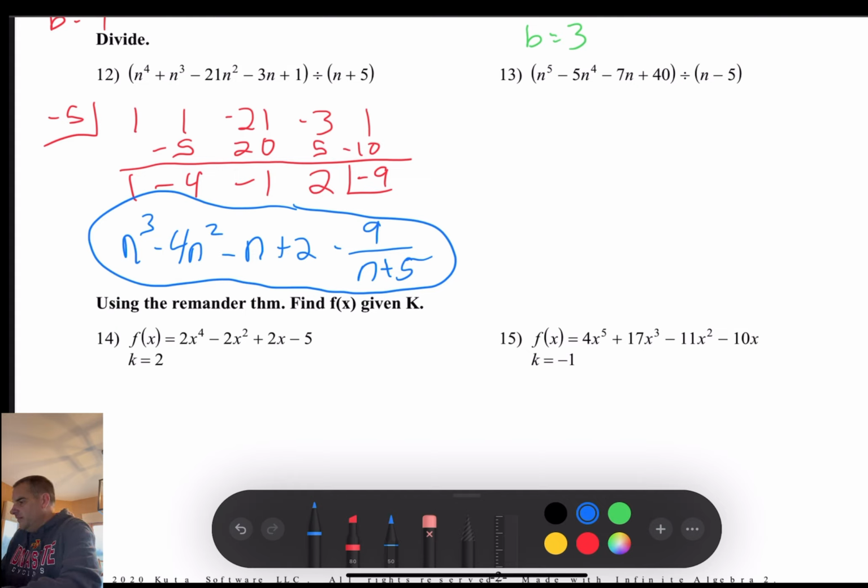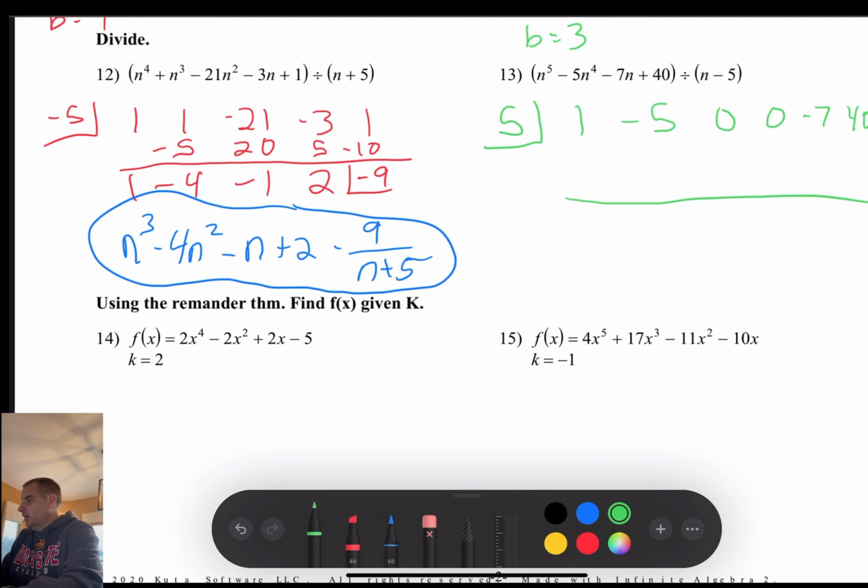Okay, so I'm going to put a 5 in the box this time. I start with n to the 5th is 1, n to the 4th is -5. There's no n to the 3rd, so I have to put a 0. There's no n squared, so I have to put another 0. I'm running out of room. -7 and 40. Bring down the 1. Oh, this is going to be nice. That's going to be 5. That's 0, 0, 0, 0, 0, 0. And then -7, -35. And that gives me a remainder of 5.